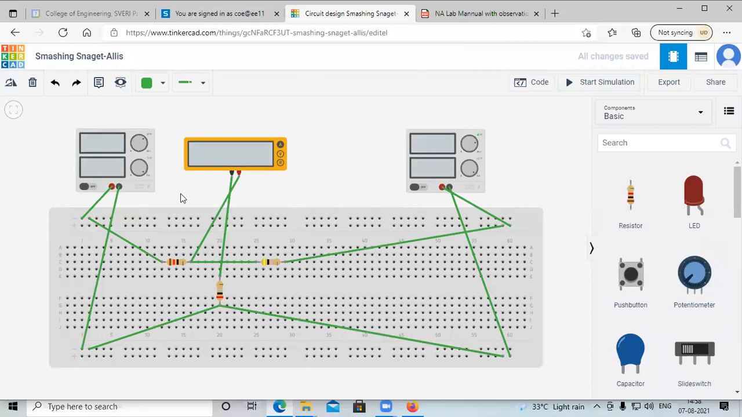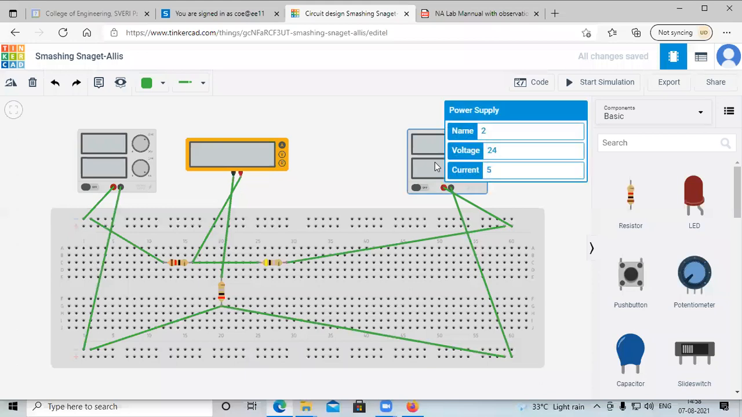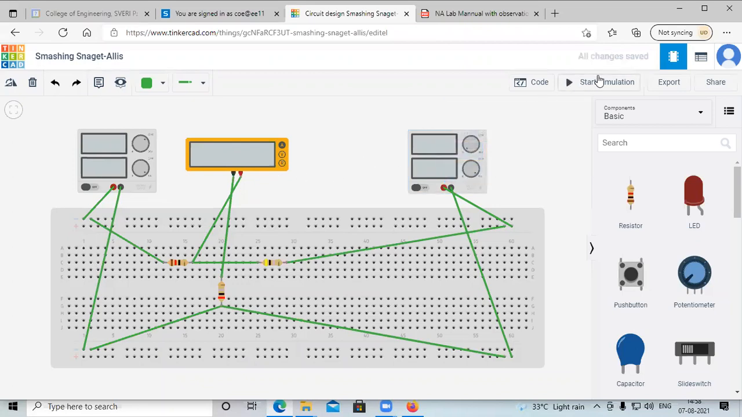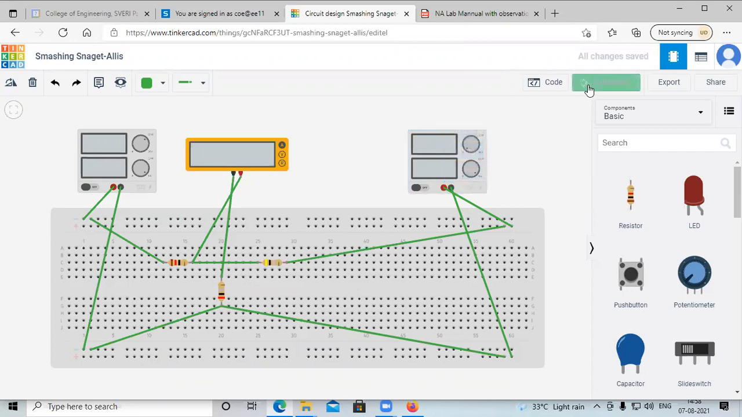That means when the first source is acting alone, at that situation the second source is short circuited. When it is short circuited, the voltage across this is how much? 0. So I have selected the voltage of this second voltage source as 0. That means it is short circuited. Then I will start the simulation.